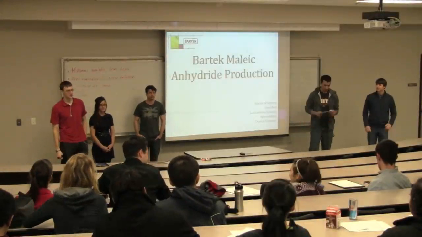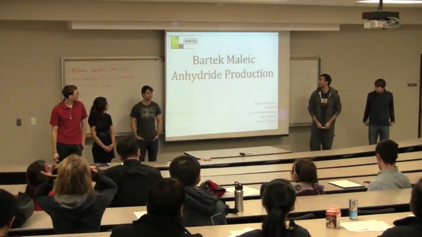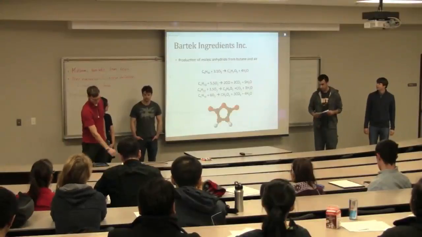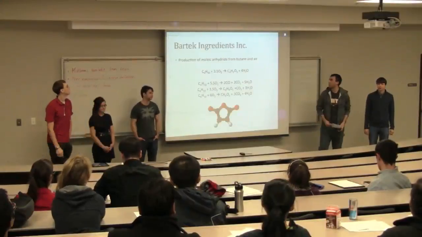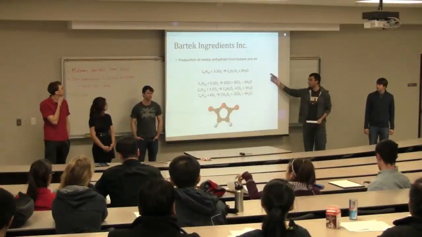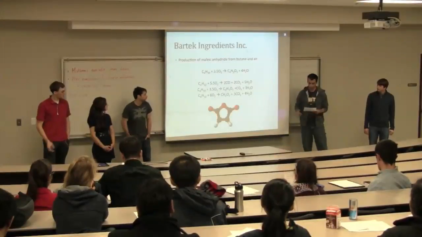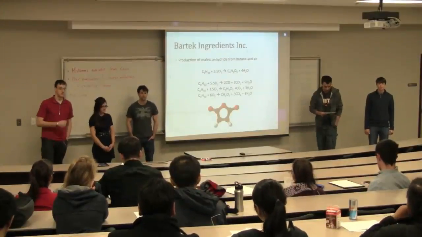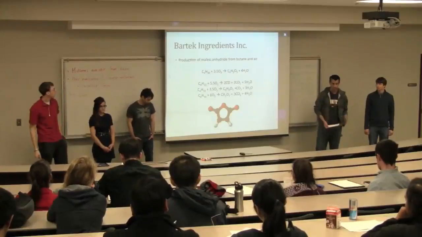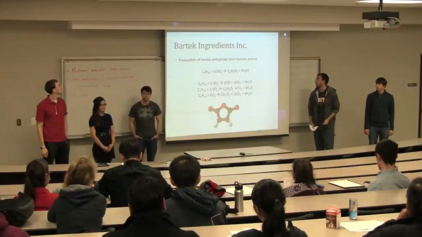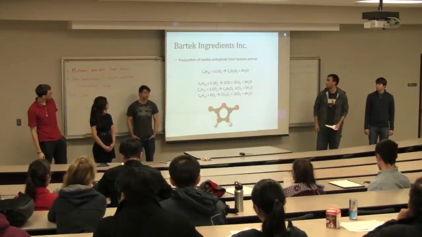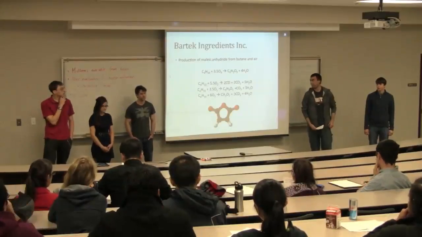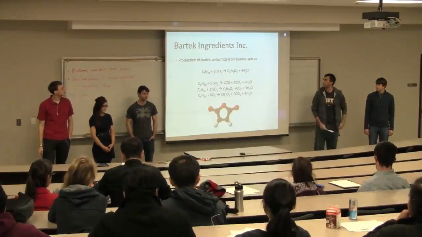And the process we chose was the Bartek maleic anhydride production. Maleic anhydride is formed from butane and air, as in this equation right here. These three are the side reactions that can occur in our catalyzed fixed bed reactor. The conditions of the reactor are set for 80% conversion of butane with a 70% selectivity for maleic anhydride.